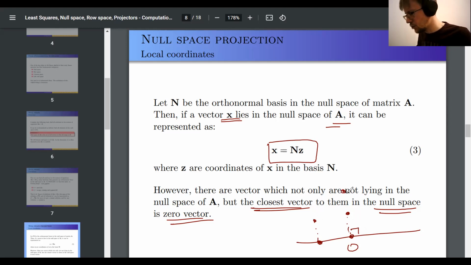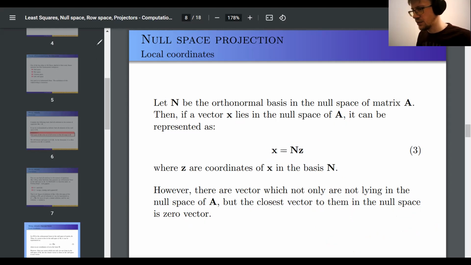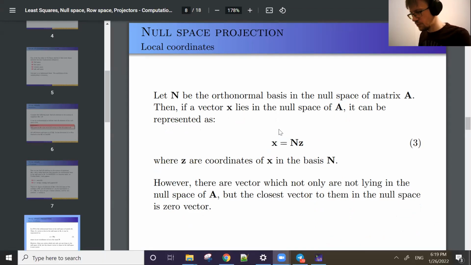For this vector, it would also be the origin. For this vector would also be the origin. So in a sense, you can see that there is at least a whole line of vectors for whom the closest vector would be the origin. That might be a little bit abstract when I draw it like this, but we'll see it in numbers in just a second. So let's move to the numbers.